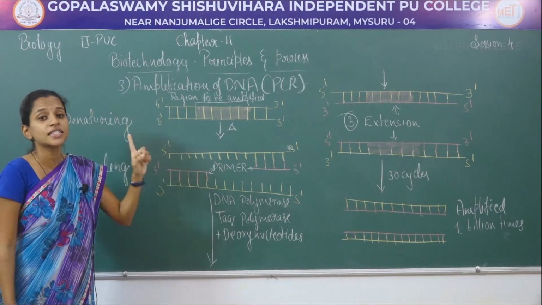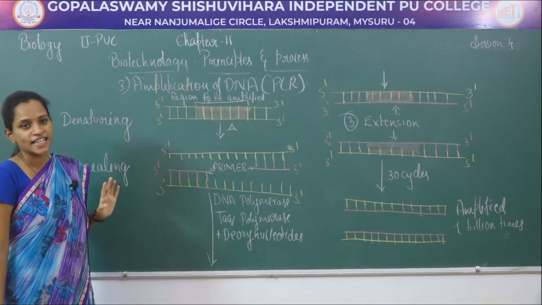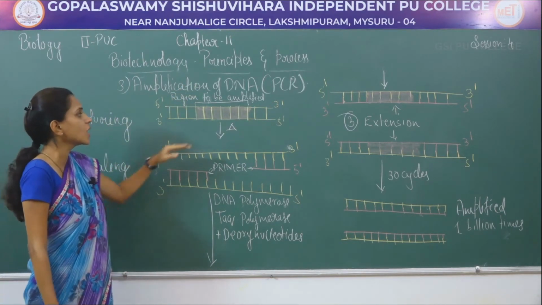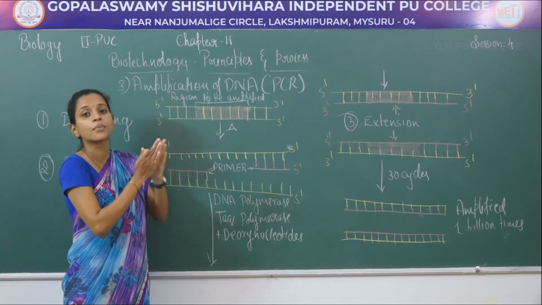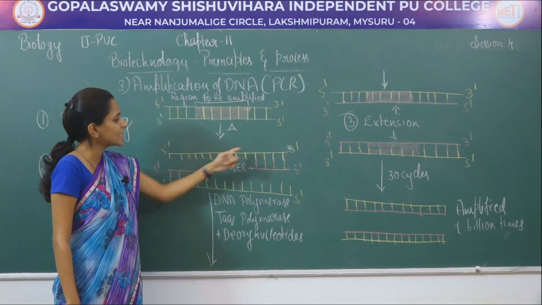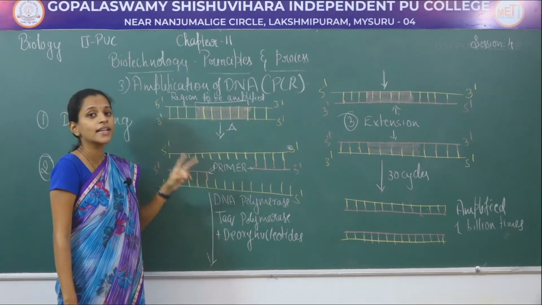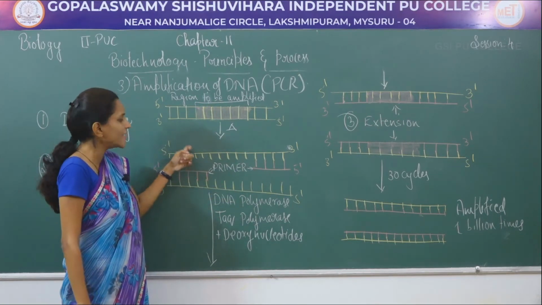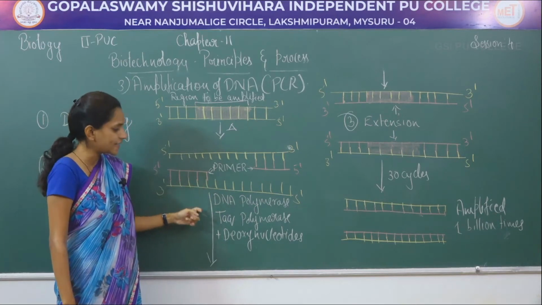This is the first step of amplification of DNA, which is called denaturing, where the double strands of DNA are broken down into single strands. Now there is a single strand DNA. Together there are two single strands. So each one is called a DNA template.